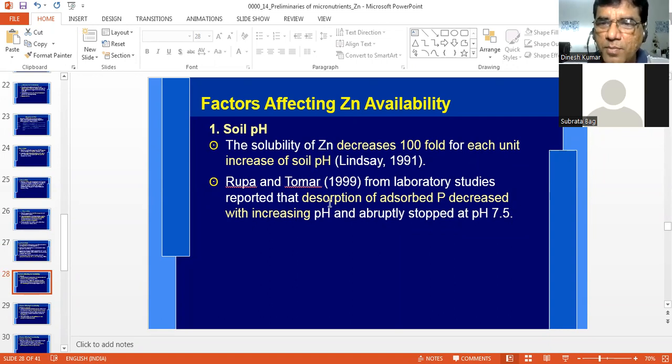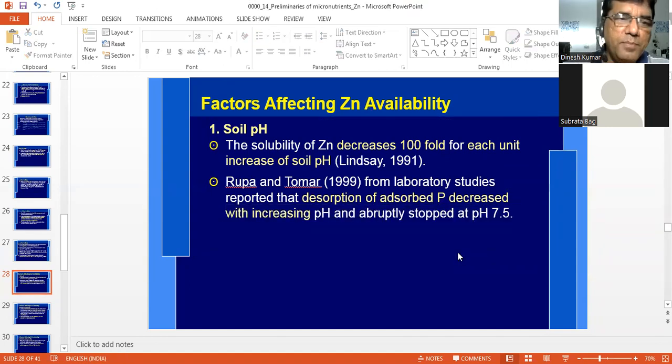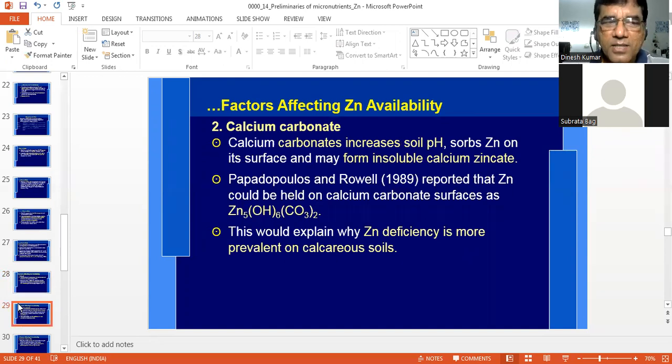Rupa and Tomer, from laboratory studies, reported that the desorption of adsorbed P decreased with increasing pH and abruptly stopped at pH 7.5. So you can see beyond 7.5, very little or no zinc is available for plants. Calcium carbonate is another factor.